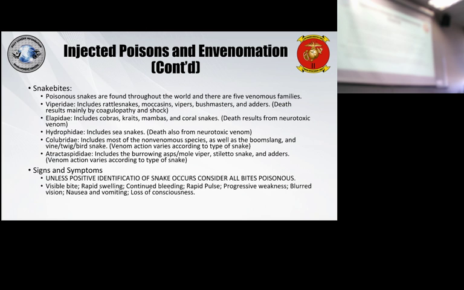Venom action varies according to the type of snake, of course. So you're looking for signs and symptoms. Unless positive identification of the snake occurs, consider all bites poisonous. So you have a visible bite, which will have rapid swelling, continued bleeding, rapid pulse, progressive weakness, blurred vision, nausea, vomiting, loss of consciousness. All right, next.